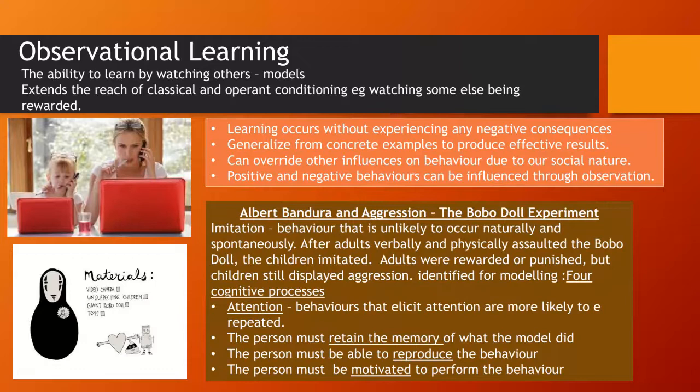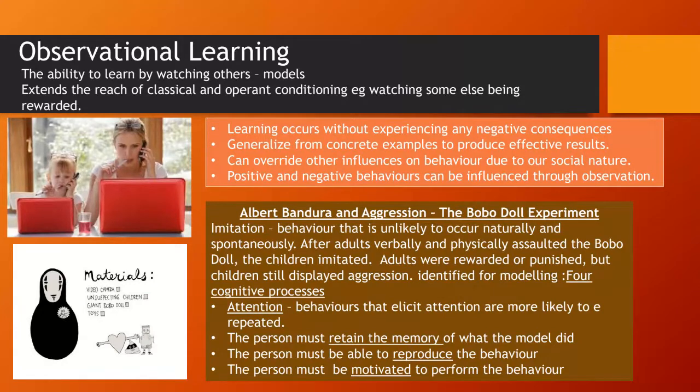So basically, it's the ability to learn by watching people or models, which ultimately does extend what classical and operant conditioning are able to do. If you watch someone else being rewarded, if someone else in your class gets a higher mark and you know that they've studied really hard for a test, you have observed them. You're going to model their behavior because you've watched them being rewarded. So it almost expands the reach of classical and operant conditioning into the process of observational learning.